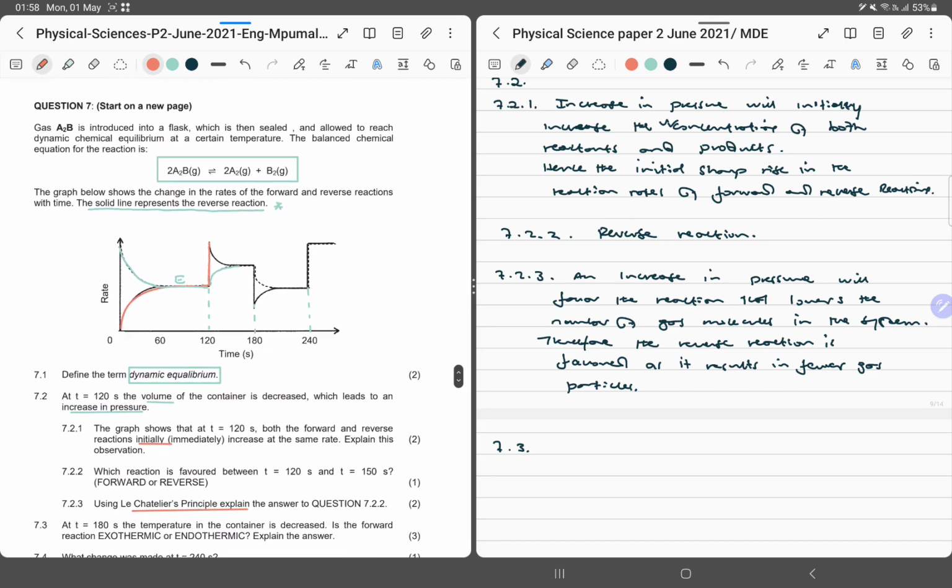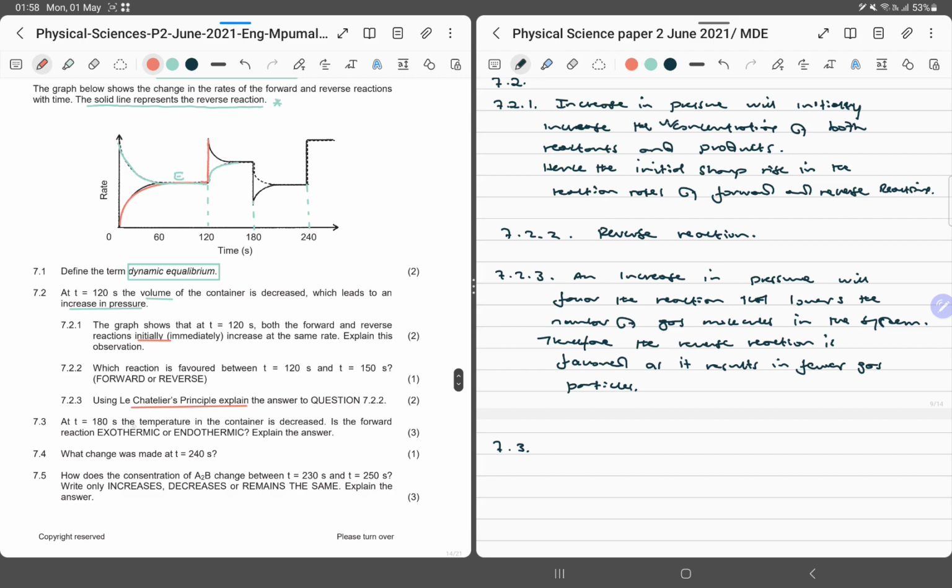So 7.3 says, at time 180 seconds, the temperature of the container is decreased. As we can see here, they initially both decrease. But you can see that the reverse reaction is affected more than the forward reaction, because as you can see here, the forward reaction is still there, while the reverse reaction now is going to play catch up at the end.